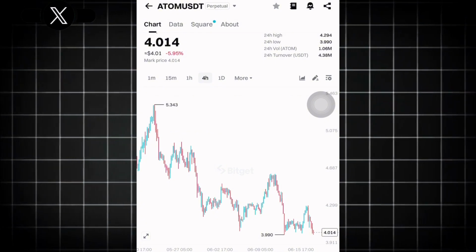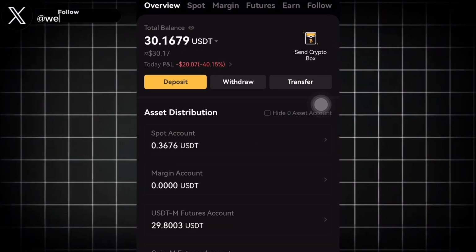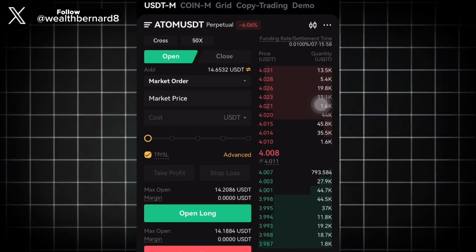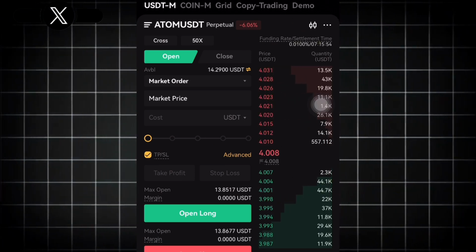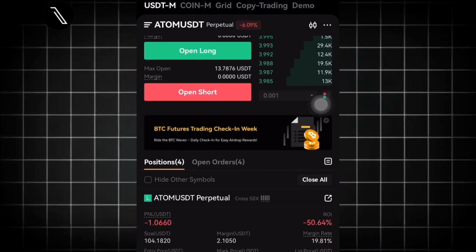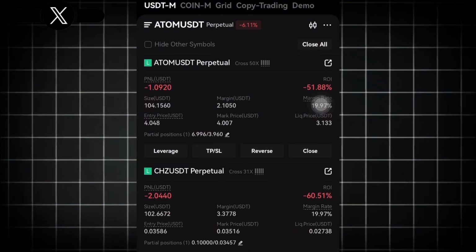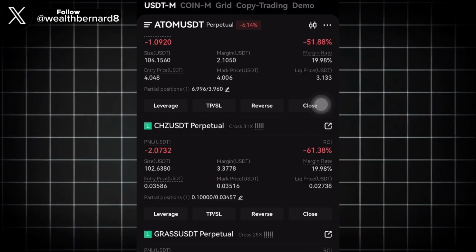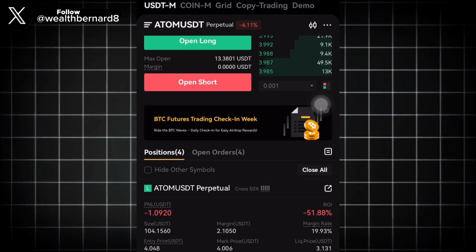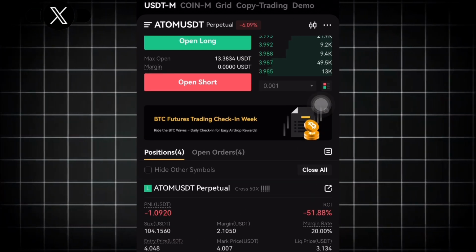So what I have to do is come to my XT exchange. Looking right here, you can see I have an account on XT exchange. If you don't have an account on XT exchange, do well to set one up. Basically I have trades which I'm holding, but because the market is crashing, I'm losing a lot of money. But don't worry, by the time the market retraces back, everywhere is going to be green, and I'm going to make more money.